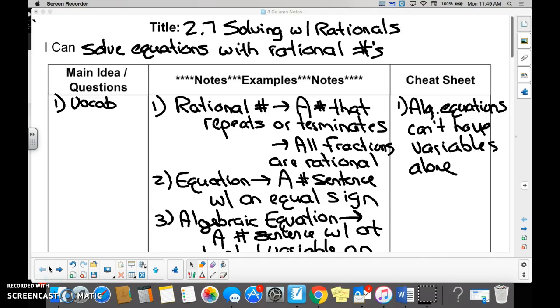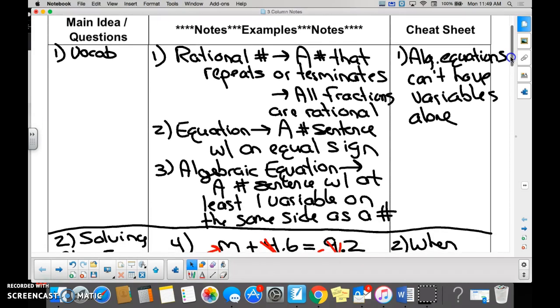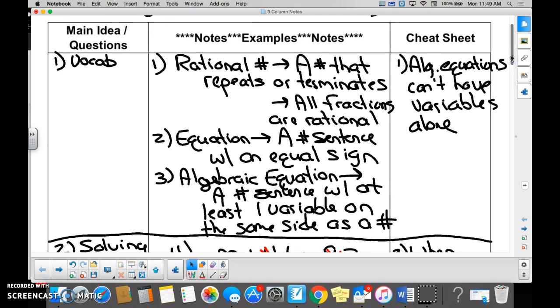Okay, cool. Thank you, Delene. I'm going to skip over the vocab part. We know what a rational number is. We know what an equation is. We know what an algebraic equation is. Although sometimes we ignore what an algebraic equation is, so I lied. We're not going to skip over it.